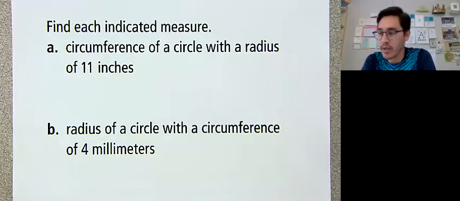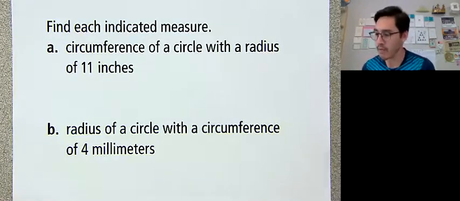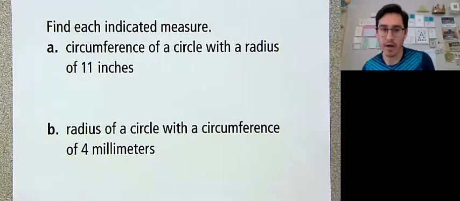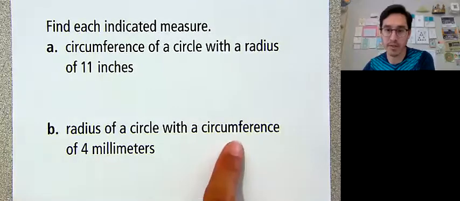In geometry, we're going to start talking about circumference of circles, arc length of circles, as well as area of sectors. So this first problem here has to do with circumference. We want to find each indicated measure. You can see in part A, I'm not going to read the whole question, it mentions circumference, and then in part B, it also mentions circumference.